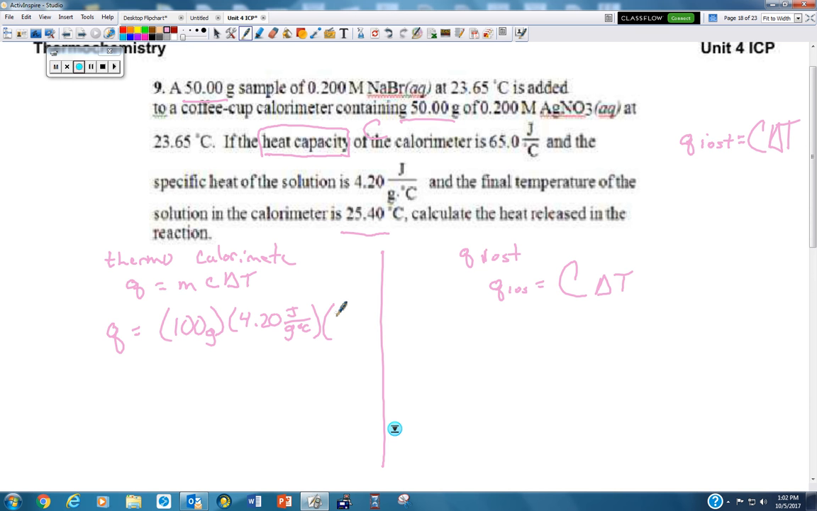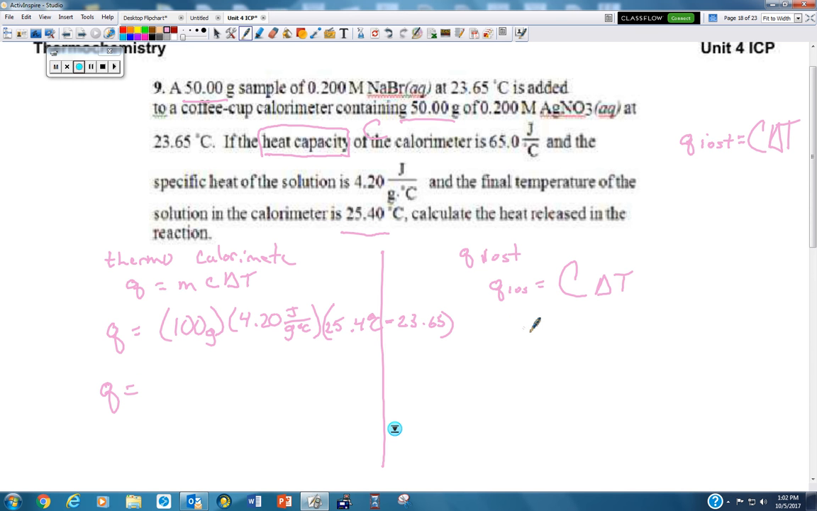we only have two temperatures here. Our final temperature is 25.4 minus, what was our original, 23.65. From this step you should be able to solve for Q over here. Let's set up this other one.